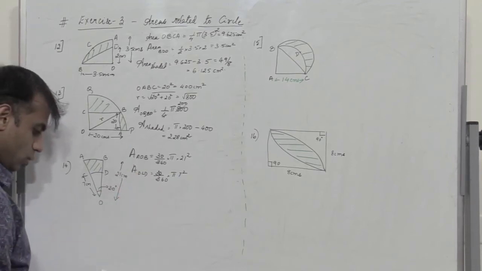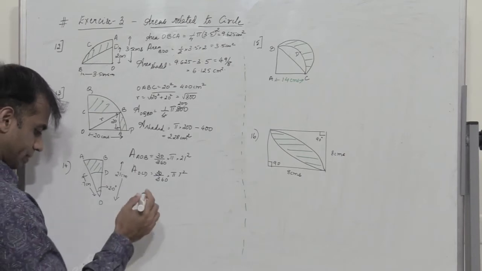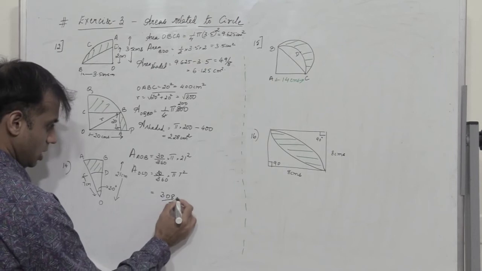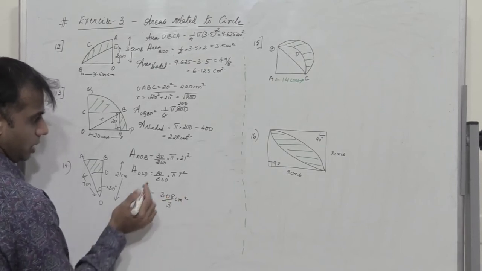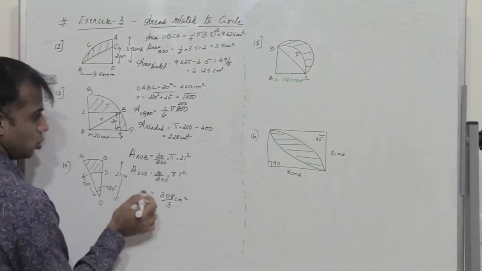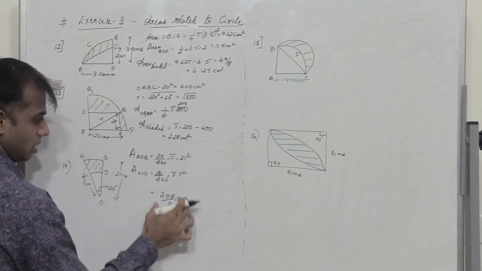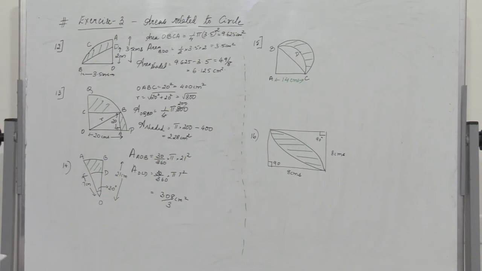So when I do that, we get the value as 308 by 3 centimeters square, right? So subtract these two, the area of AOB minus area of OCD, when we subtract we get 308 by 3 centimeters square. So this is a very simple problem here.